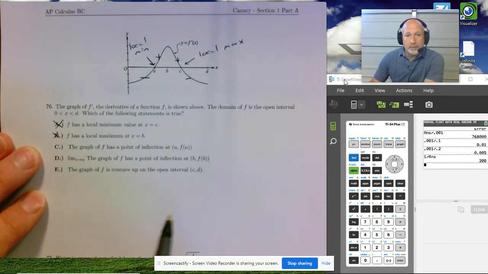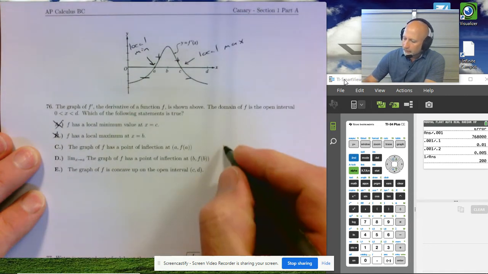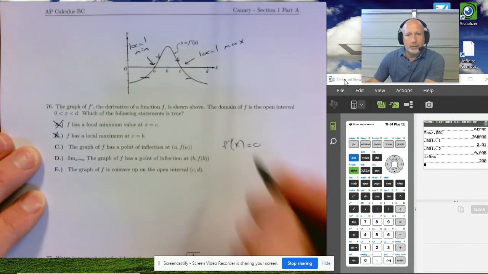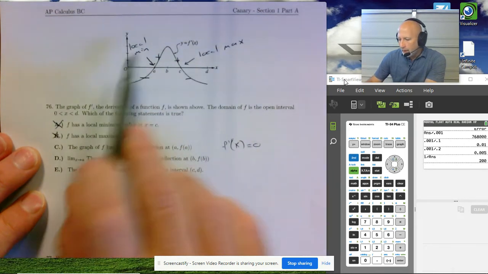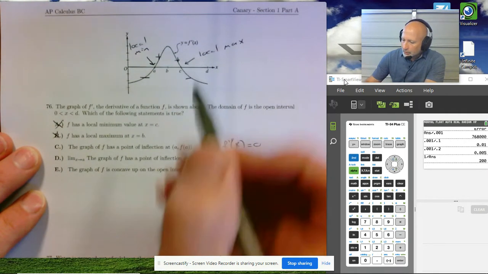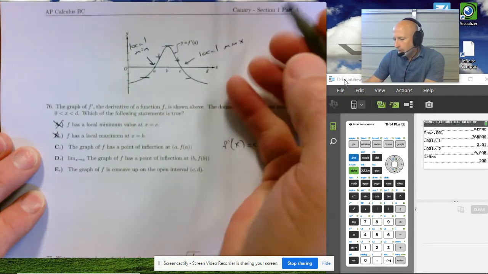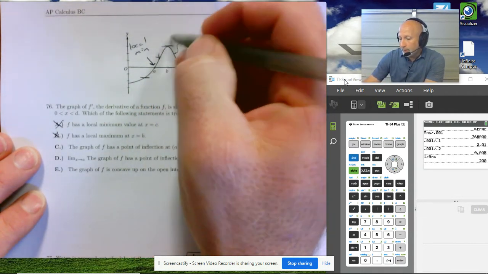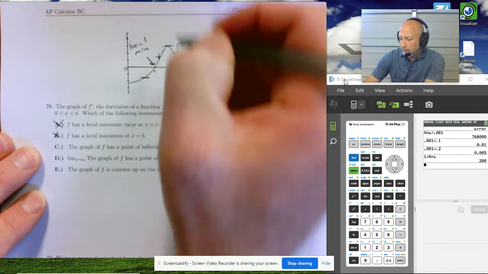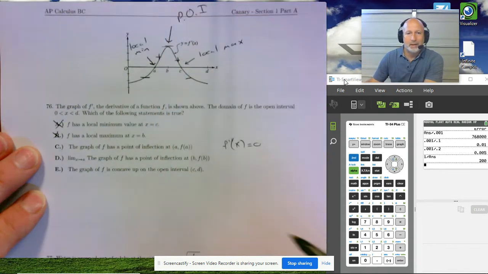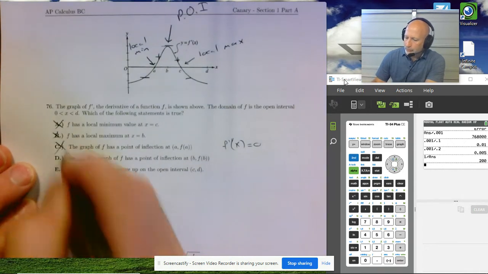Okay, so the point of inflection, a lot of times how we locate that is you take the second derivative of x and you set it equal to 0. Okay, so up here, the only place where the second derivative is equal to 0 is right up there. And it does go from a positive second derivative to a negative second derivative. So there is a point of inflection at b, but not at a. Okay, so that's not true.